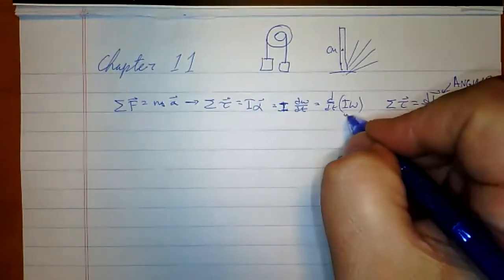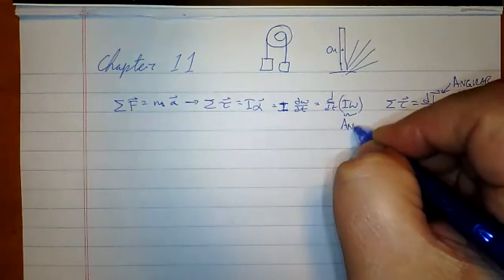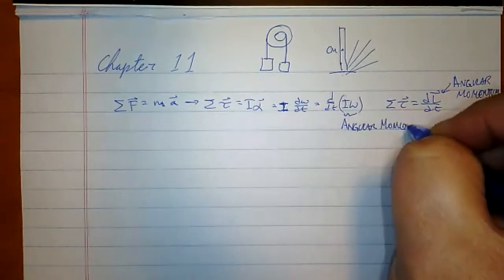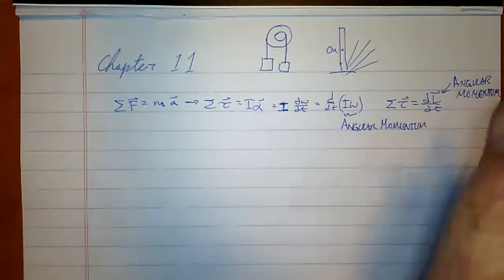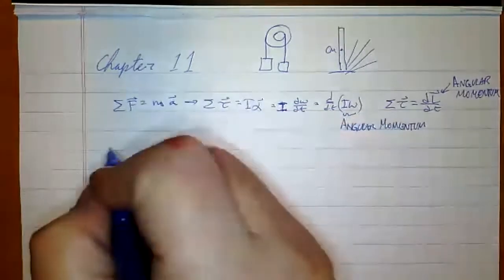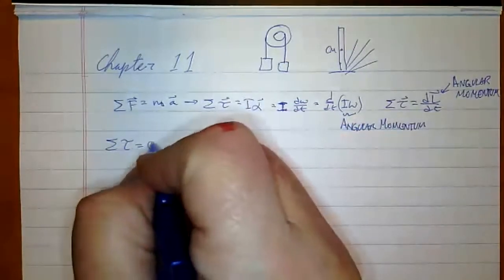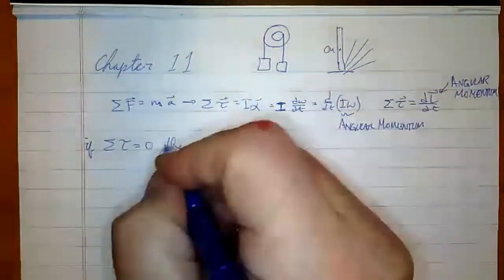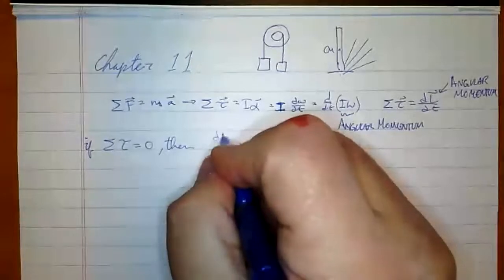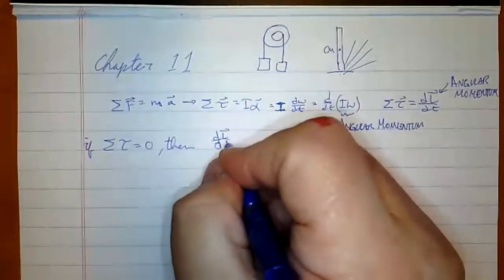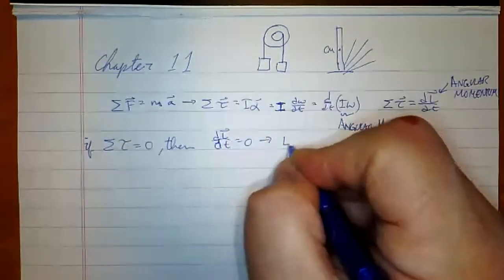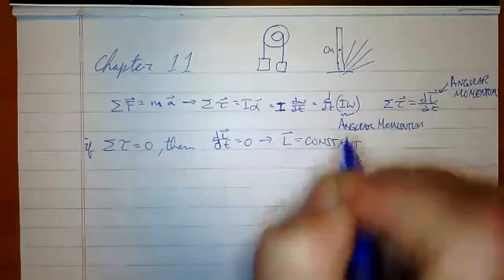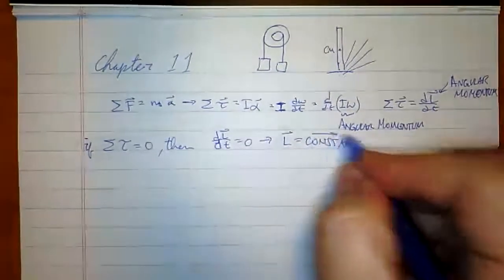Okay, but this also is another version of angular momentum. So what you can see is if the summation of the torques equals 0, then we have dL/dt is equal to 0, which means L is equal to a constant in time. So that's conservation of angular momentum.